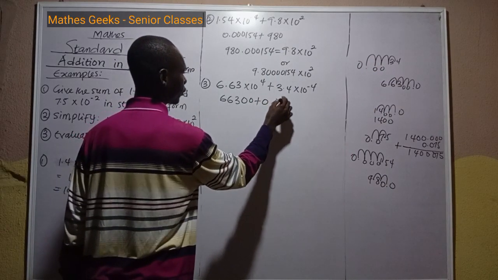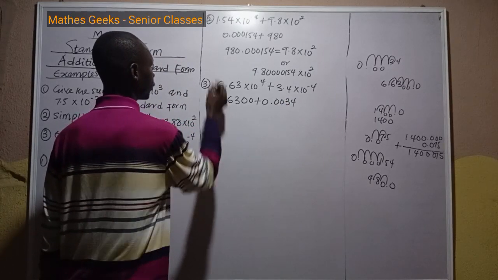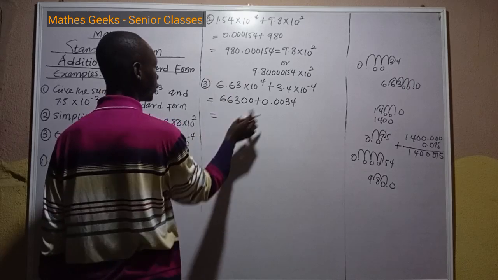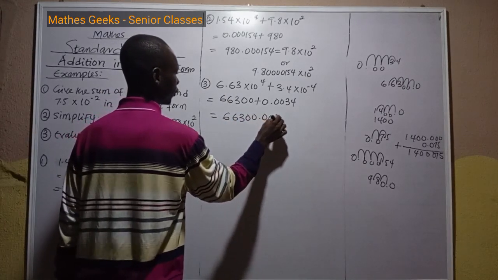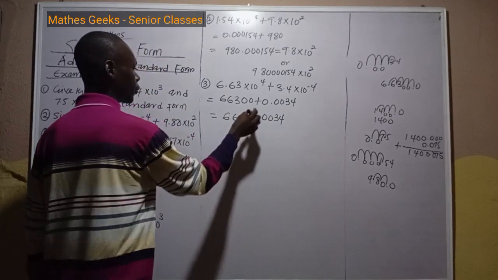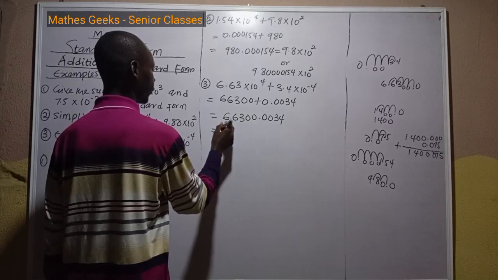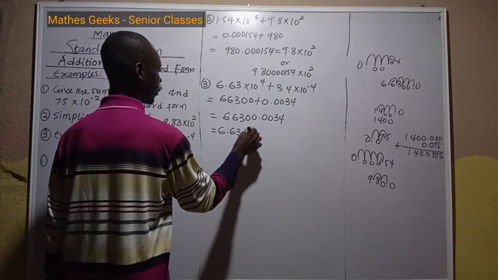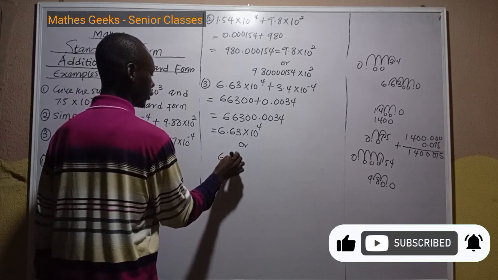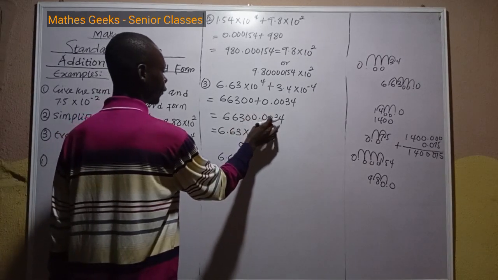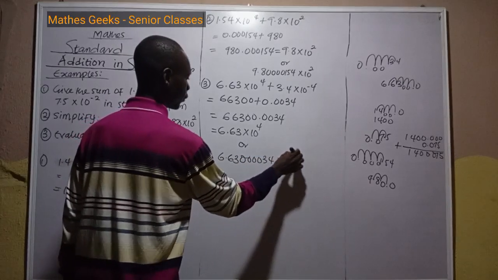That gives 0.00034. So the sum will give us 6630.00034. Converting this to standard form, we move the decimal point 1, 2, 3, 4 places, which gives 6.63 times 10 raised to 4, or we can write the full figure times 10 raised to power 4.